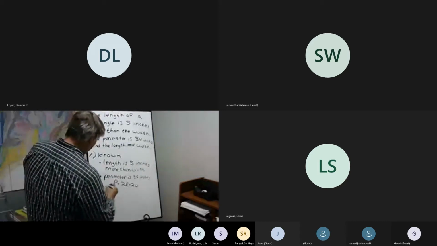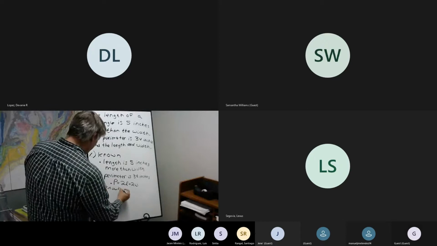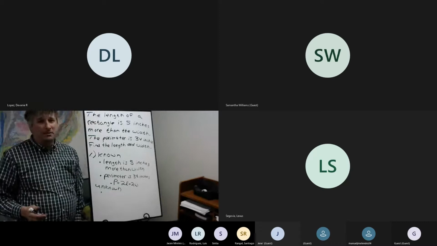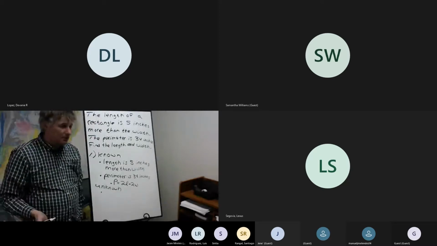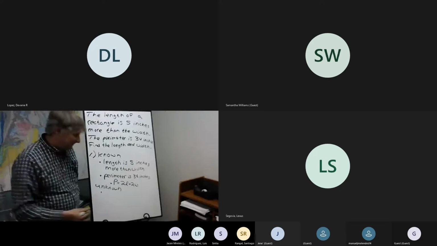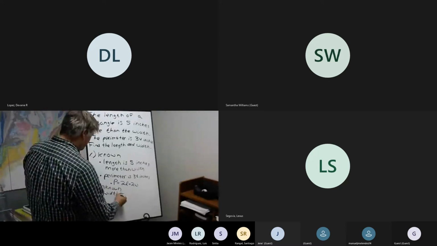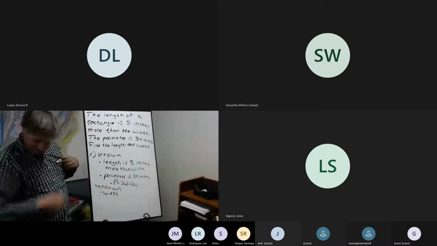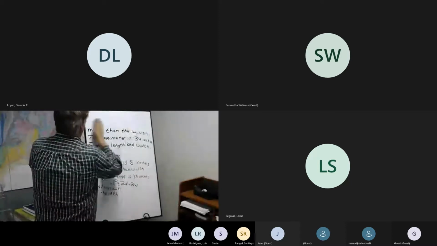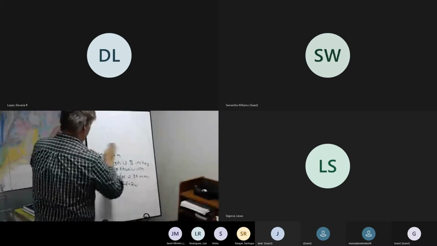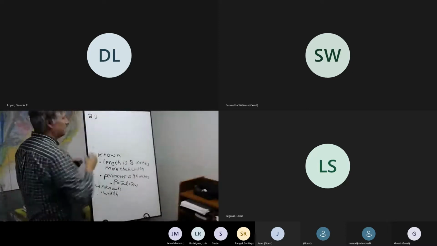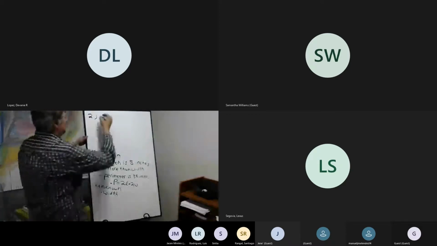So for unknown, what do we know nothing about? We know nothing about the width. They gave us something about the length, but we know absolutely nothing about the width other than it exists. So the unknown is the width. So what we're going to do, we'll give the width a variable, we'll call it x.